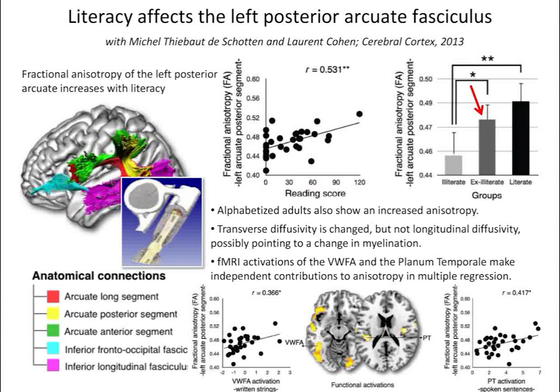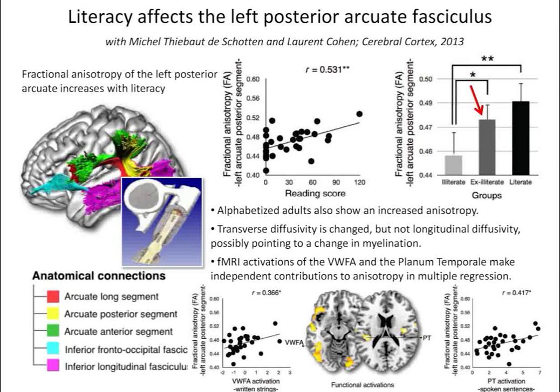And there are several very interesting observations here. One of them is that even alphabetized adults show this modification. I mean, the ex-illiterates. So people who have never been to school but learn to read in adulthood, they have this change, which means that the system is plastic enough for connections to be changed in the brain.